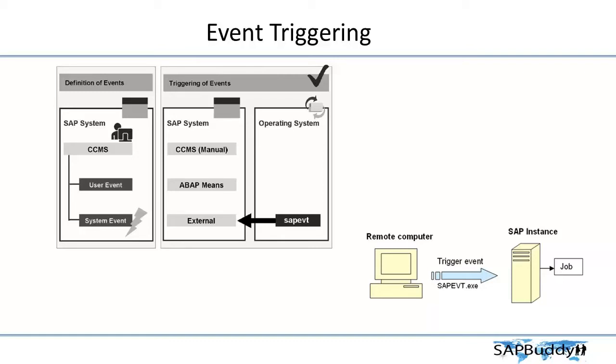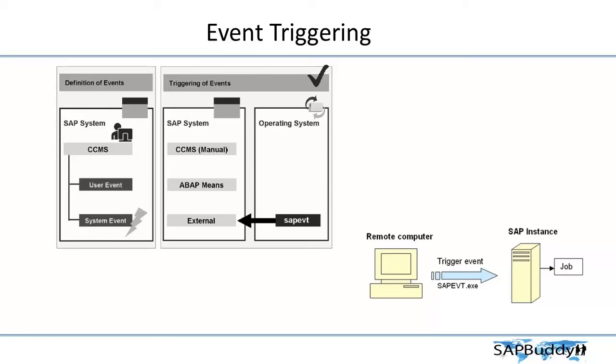programs. Now let's see how do we trigger this event from the operating system level. So why do we need to do it at operating system level? Because you may have another external program which is coming from a different software, or from a different environment, or it can be coming from the same SAP system but it's a different program, or it may be a remote system. From the remote system also you can trigger this event.